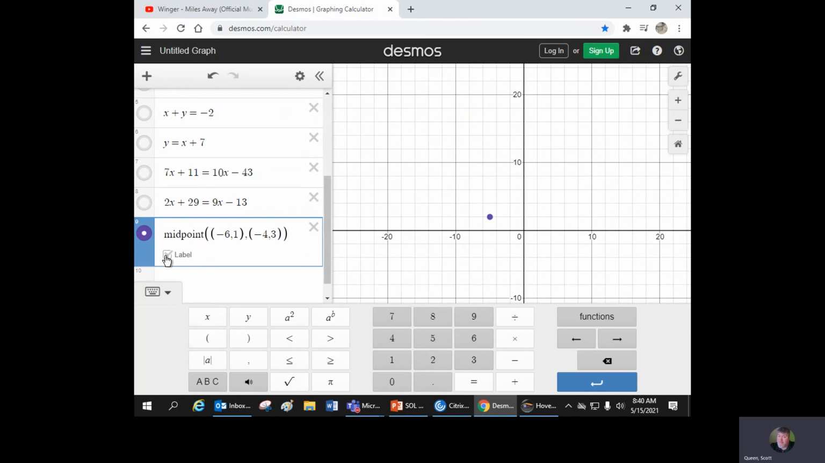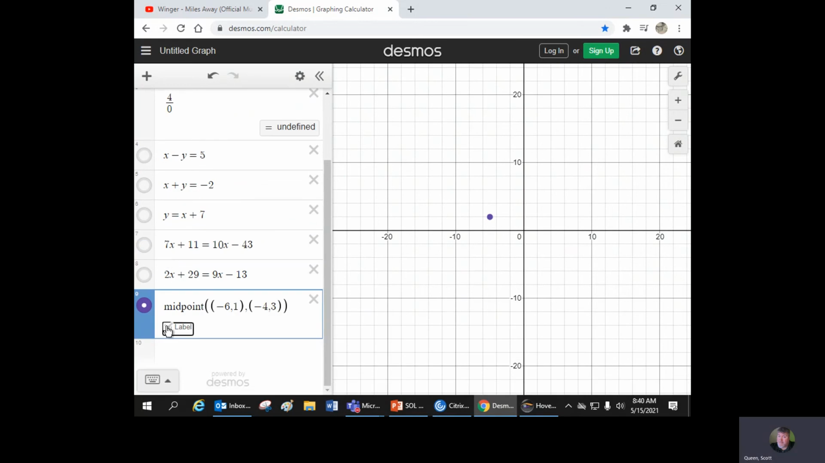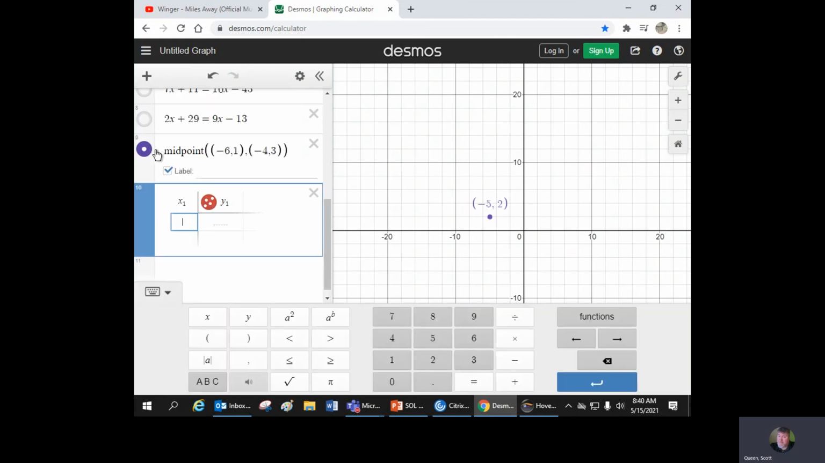And I can also label it. If I click on check label, it just told me the answer: -5, comma 2. I also want to show you something else so I can make it look better. I was trying to show one of the other teachers this the other day. I could put a table here and draw that line. So -6 and 1, those are our endpoints. And then we've got -4 and 3.